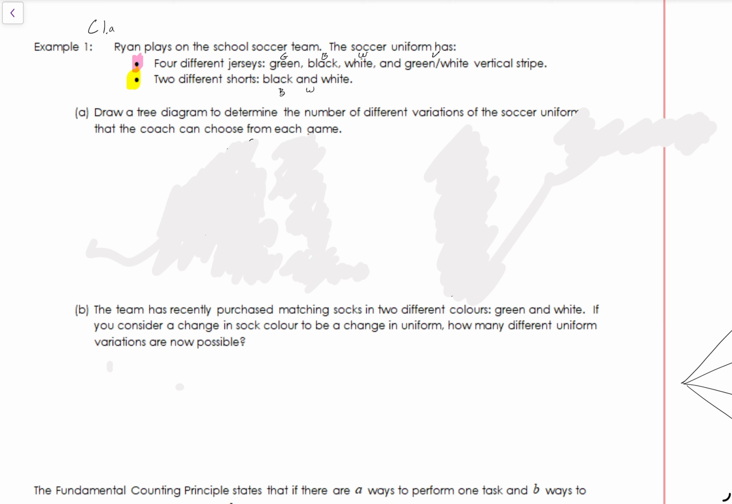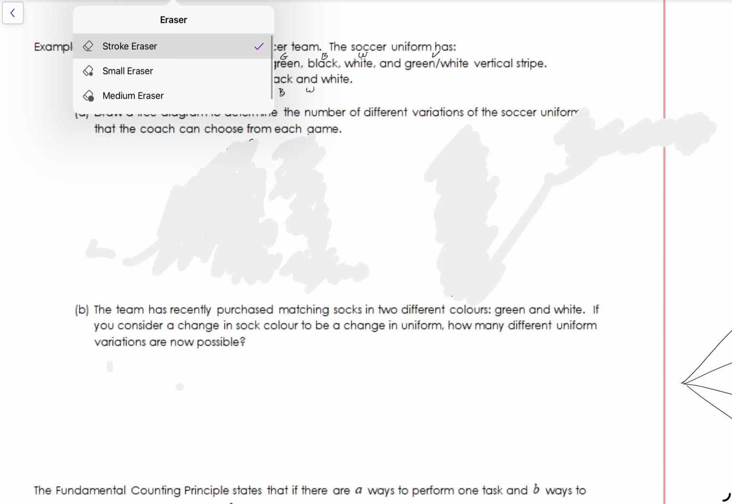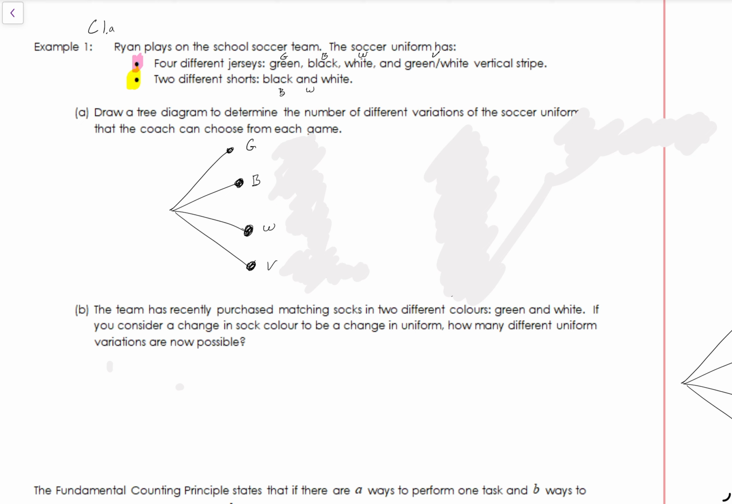Now, we're going to draw a tree diagram to determine the number of variations of the soccer uniform that a coach can choose from each game. Well, really, there's 2 decisions. And instead of trying to make both decisions at once, I'm going to make one decision first. I'm going to draw a tree diagram of my jerseys. So that's the tree diagram of my jerseys. I like to make a little dot there.